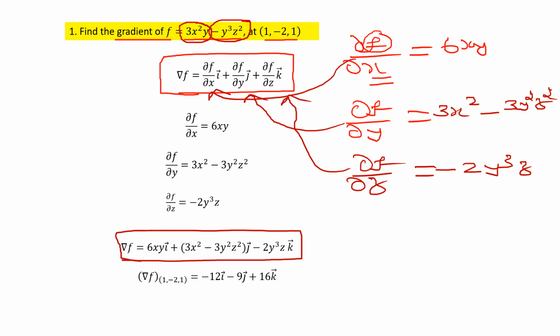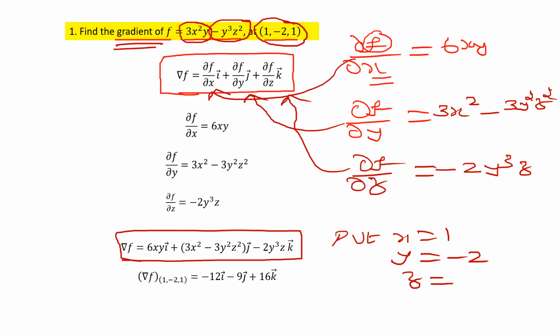But the question is, we need to find the gradient at this point. So that means in the answer of del f, wherever you have x, put x equal to 1. Wherever you have y, put y equal to -2. Wherever you have z, put z equal to 1. So if you substitute these values, you will get this as the final answer.